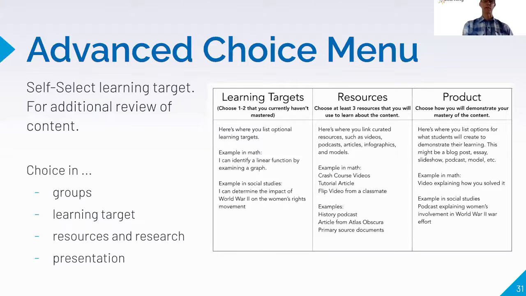So in this, they might choose their groups, they might choose different learning targets, the resources and research that they use, and the presentation. This could also be crowdsourced. Students could be working together on something like this and crowdsourcing maybe the resources or types of products, and then they get to choose even further from there. So this is the advanced choice menu.